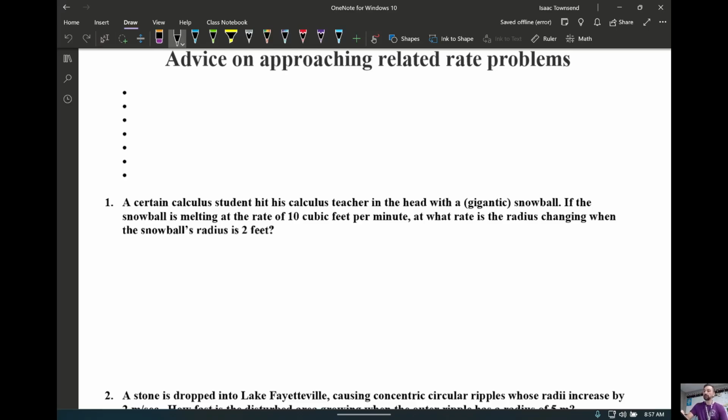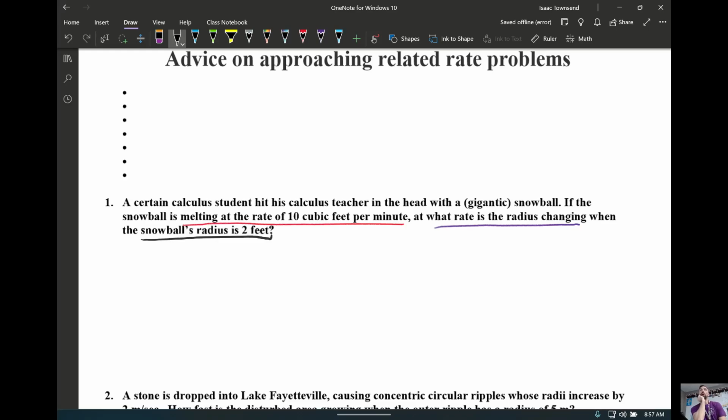All right, a certain calculus student hits calculus teacher in the head with a gigantic snowball. If the snowball is melting at a rate of 10 cubic feet per minute, at what rate is the radius changing when the snowball's radius is 2 feet?